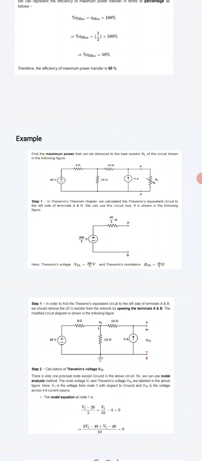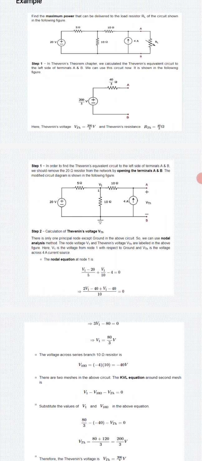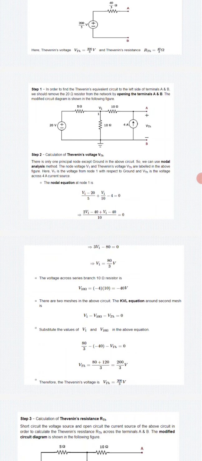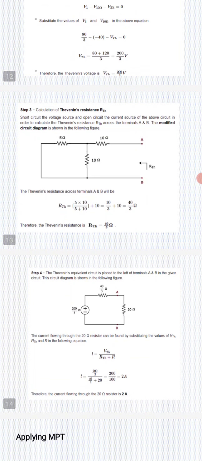We can use the circuit now. It is shown in the following figure. From the previous Thevenin theorem, we can use the same diagram. We can follow the same procedure to find the Thevenin voltage as well as the Thevenin resistance. Figure 2 shows the corresponding Thevenin voltage and Thevenin resistance. Thevenin voltage is 200 by 3 and Thevenin resistance is 40 by 3. In consecutive slides we can see how the Thevenin voltage and Thevenin resistance are calculated.